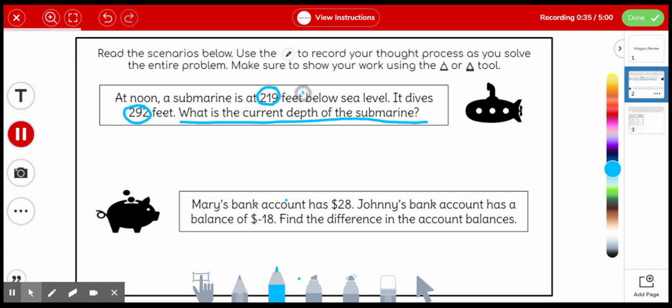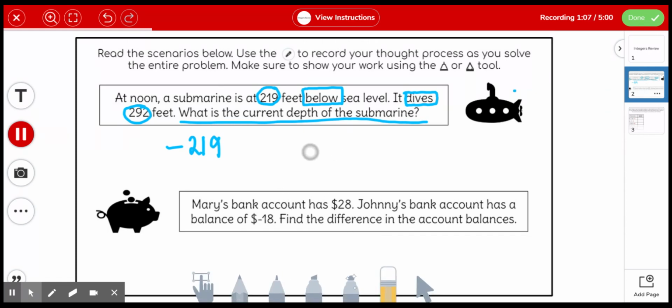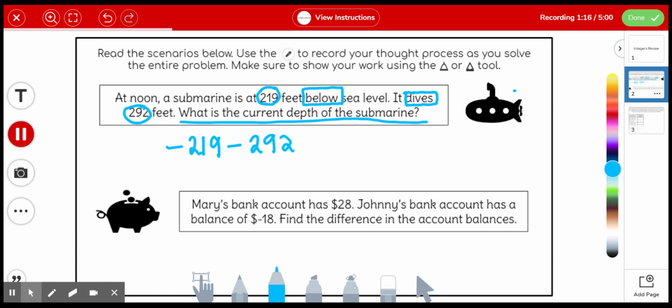Now, the B is for box, and I want to box any keywords. The word below is a keyword because that tells me that it is a negative integer. And the word dive is also a keyword. That will also tell me that it's a negative integer. Now that I boxed, I can go ahead and evaluate and then solve. So I'm starting with 219 feet below. Again, below tells me that 219 is a negative integer, so I have negative 219. Now, dives 292 also tells me that 292 will be a negative integer, so I have negative 292.